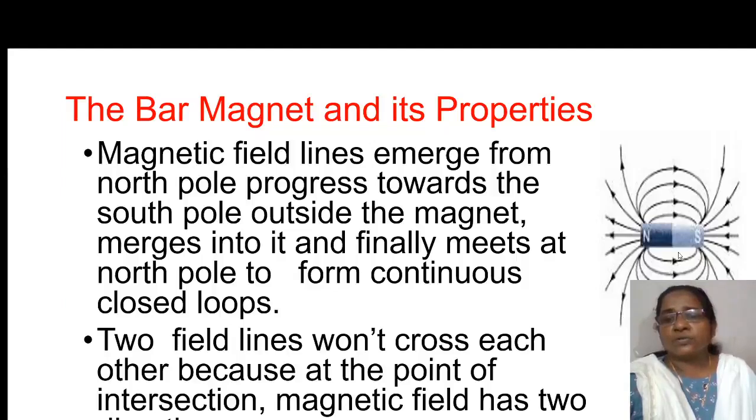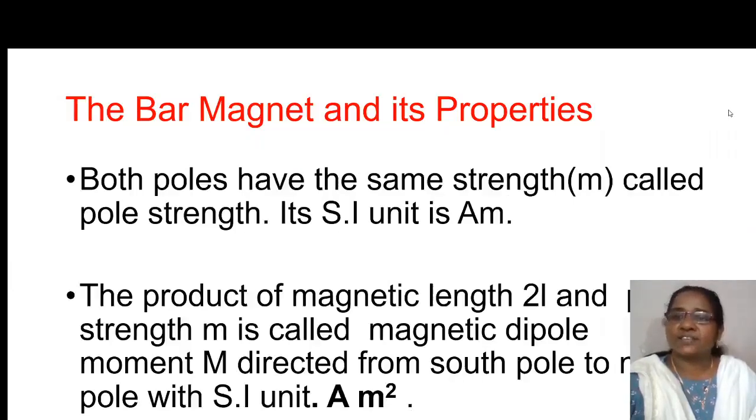Okay, so these two field lines will not cross each other because at the point of intersection, the magnetic field will point in two directions. A compass needle cannot point in two directions at a single point. Hence, two magnetic field lines will not intersect. These are the two important properties of magnetic field lines.